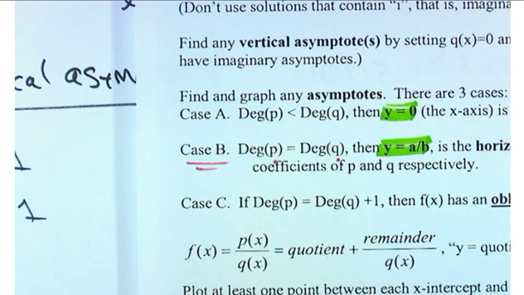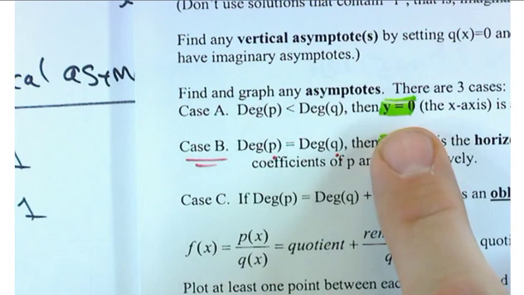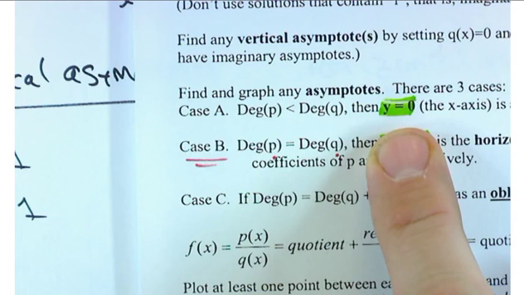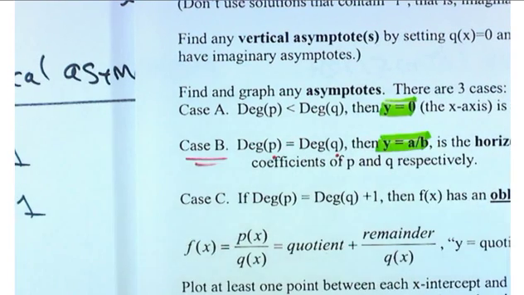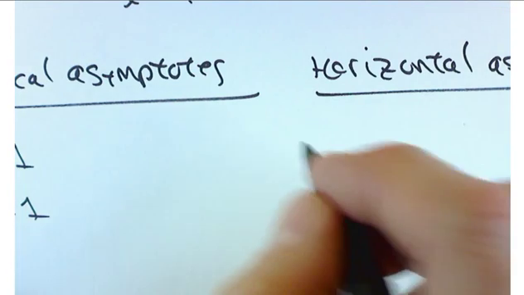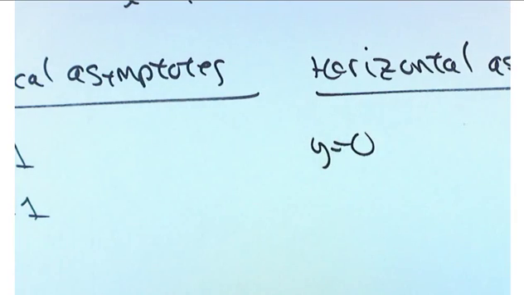What's that telling me then about my horizontal asymptote? Yeah, it's just y equals 0. Eventually this graph is going to come down to the x-axis. So the horizontal asymptote is simply y equals 0.